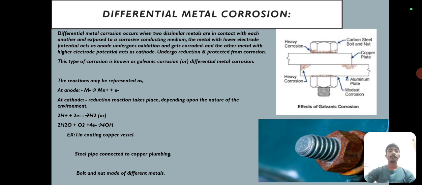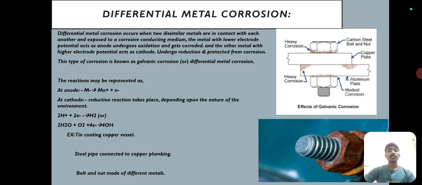Differential metal corrosion. Differential metal corrosion occurs when two dissimilar metals are in contact with each other and exposed to a corrosive conducting medium. Here, the metal with lower electrode potential acts as anode and undergoes oxidation and gets corroded, whereas the metal with higher electrode potential acts as cathode and gets reduced and it does not get affected. This type of corrosion is known as galvanic or differential metal corrosion.